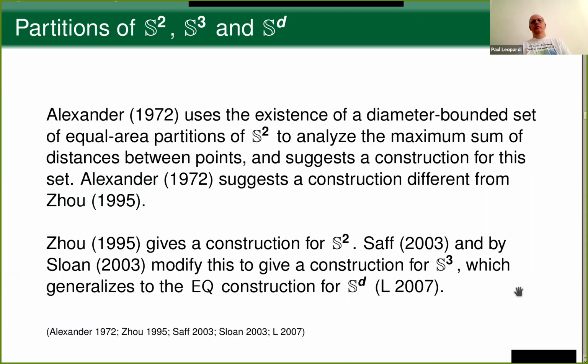So this gives you a potted history. It goes in a little bit more detail of that history. Alexander in 1972 uses the existence of a diameter bounded set of equal area partitions on the 2-sphere to analyze the maximum sum of distances between points. And in that paper suggests a construction. That construction is actually different from a construction that was given by Zhao in 1995.